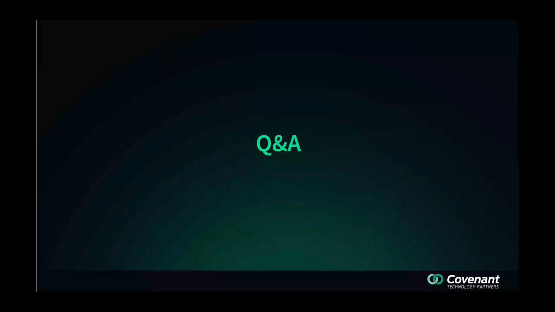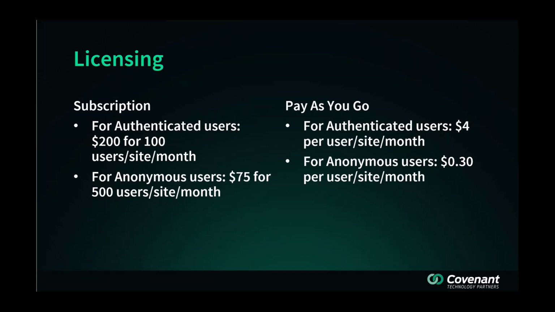So they are changing it from when it was Portals. Real quick, on licensing, they have two different buckets now. You can do a subscription or pay as you go. They do have volume tier pricing, which I don't have on here. So if you're expecting a really high volume, they have some discounted tiers based on that. But generally for authenticated users, it's $200 a month for 100 users per site. For anonymous users, it's $75 for 500 users per site per month.